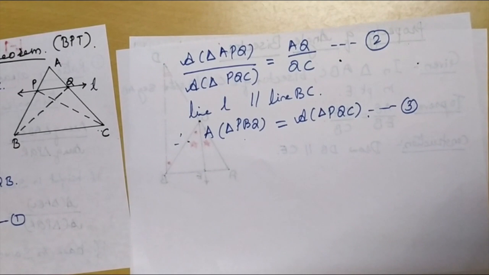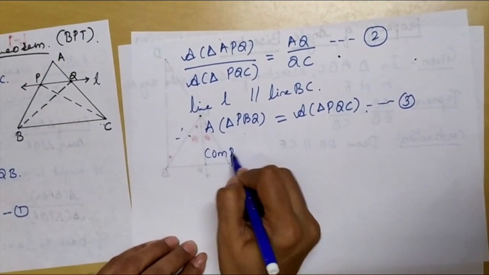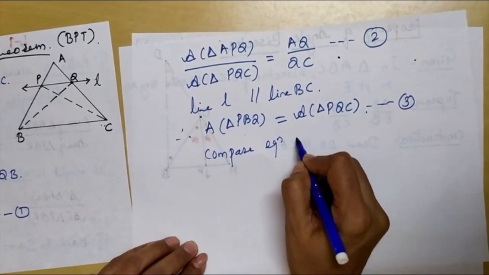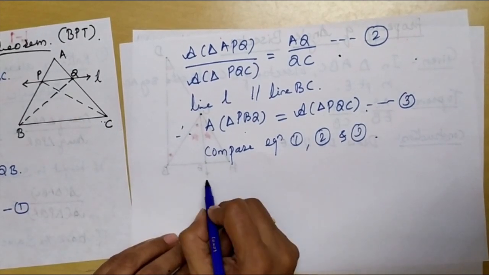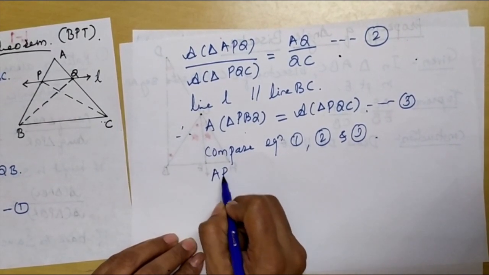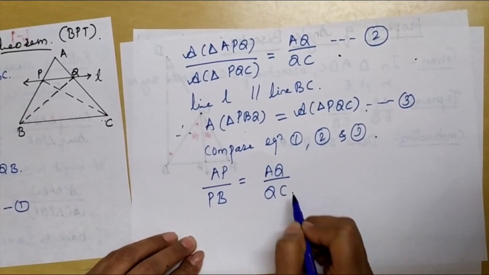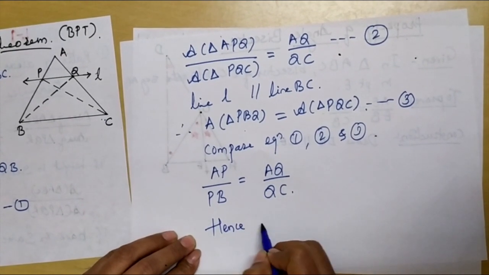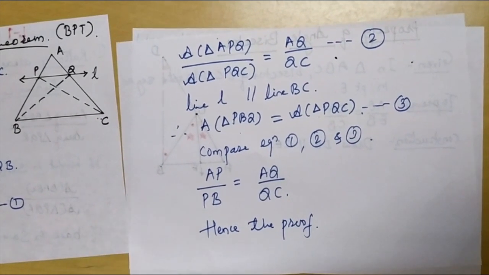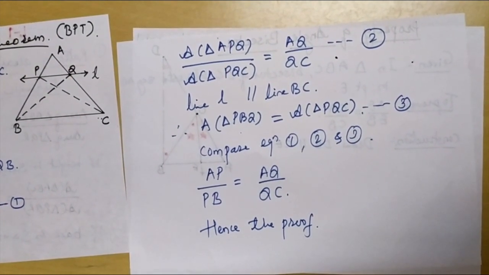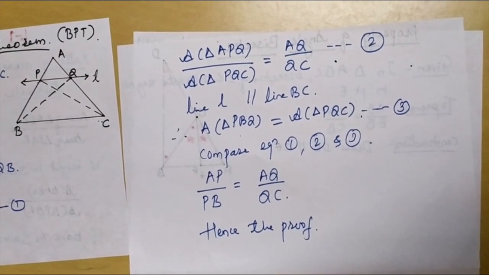Now if you compare equations first, second and third, we will get AP upon PB is equal to AQ upon QC, and hence the proof. This is an important theorem, that is the basic proportionality theorem. Go through this theorem and let me know that you understood the theorem.